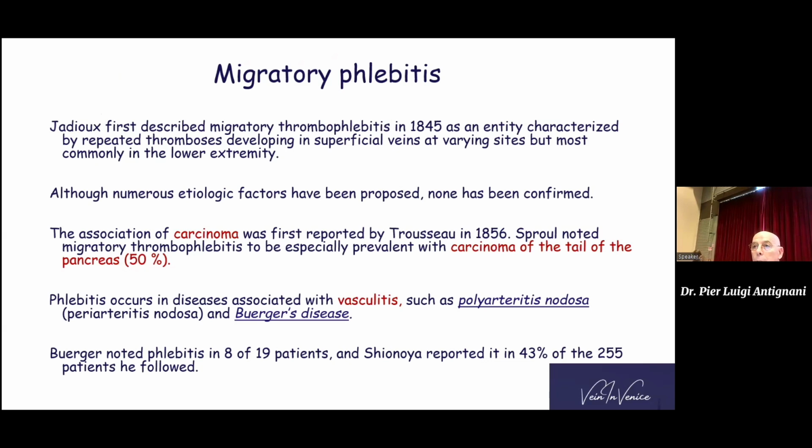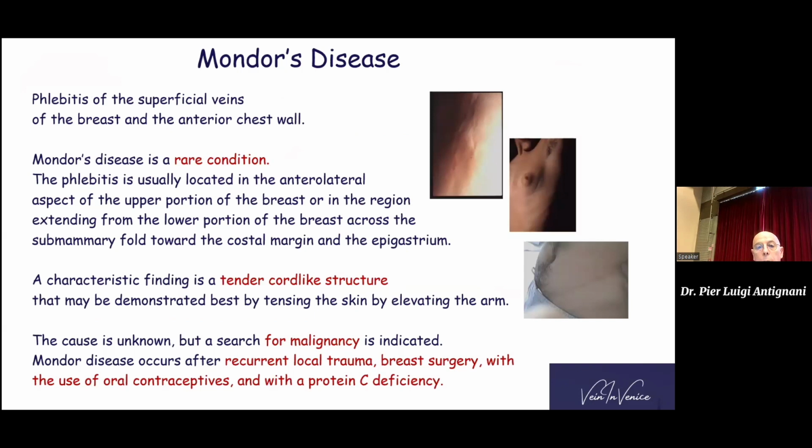A very important chapter is the migratory phlebitis or migratory superficial vein thrombosis because this condition is strictly linked to the neoplasia or different tumors. Not only, but also the Buerger disease is representative of migrant superficial vein thrombosis.